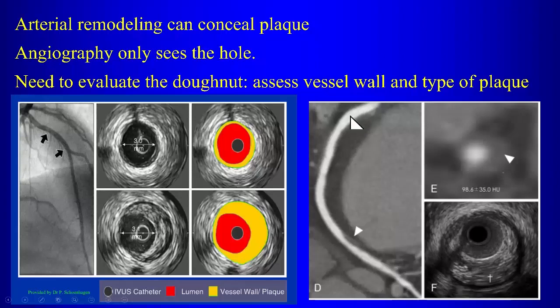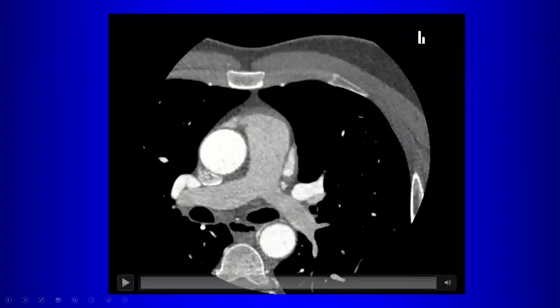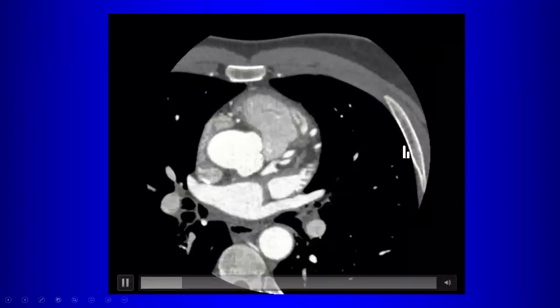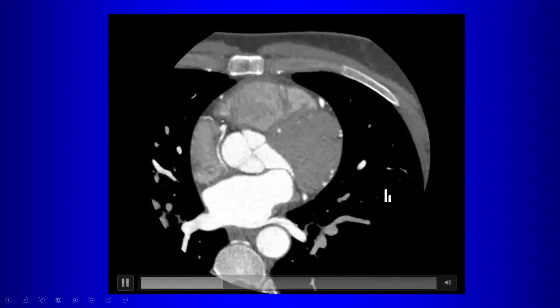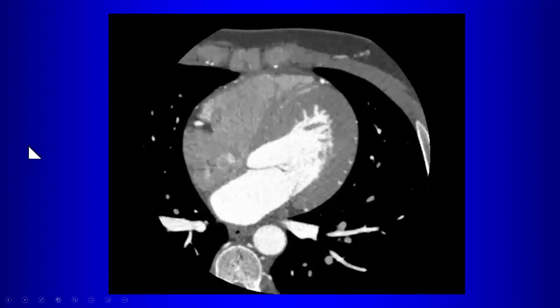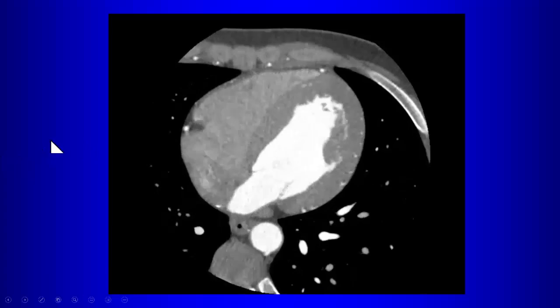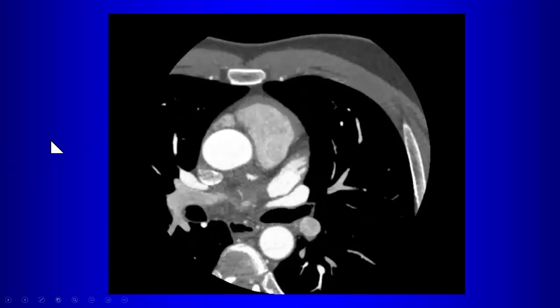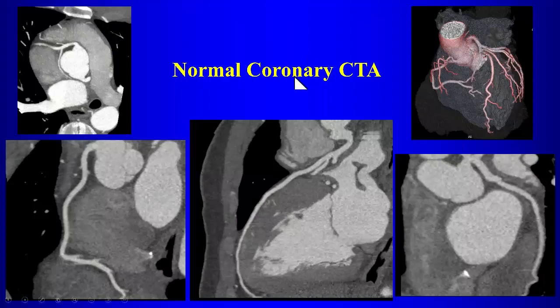So the advantage with CT is that not only can you look at the lumen of the vessel, but you can also look at the vessel wall. So the expression here is that angiography just sees the hole, but you want to evaluate the donut. Not only the lumen, but also the wall of the vessel, which is the advantage of CT angiography. And so what are the considerations that go into the ability to generate a diagnostic coronary CT? So that's the topic of what we're going to discuss here.